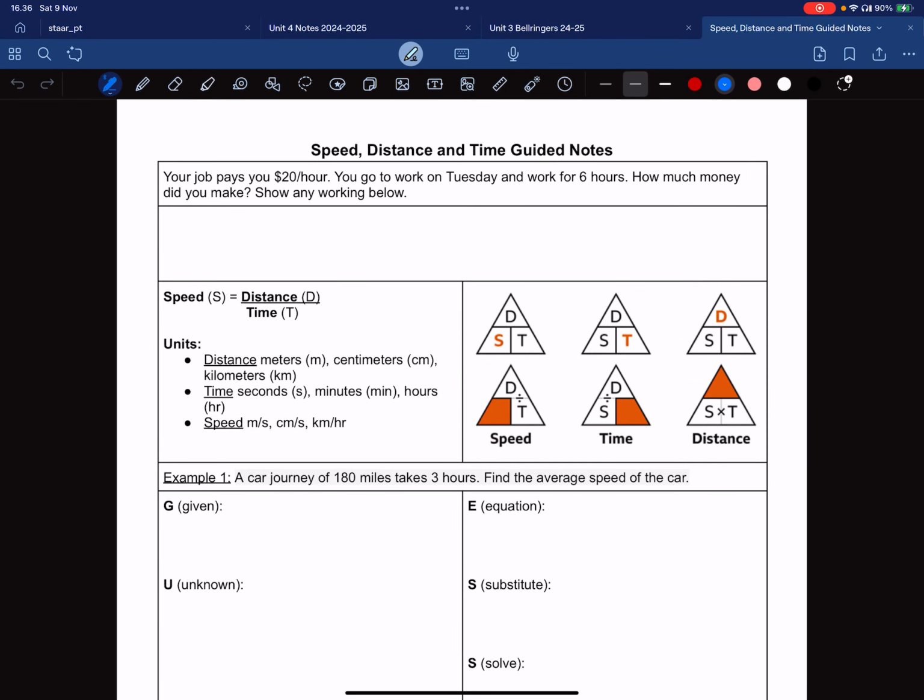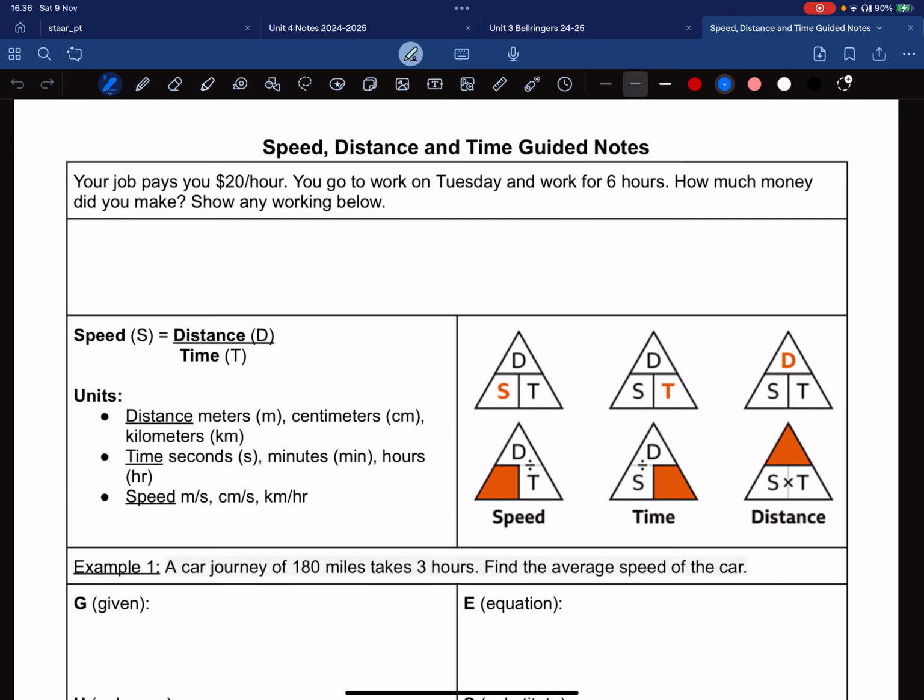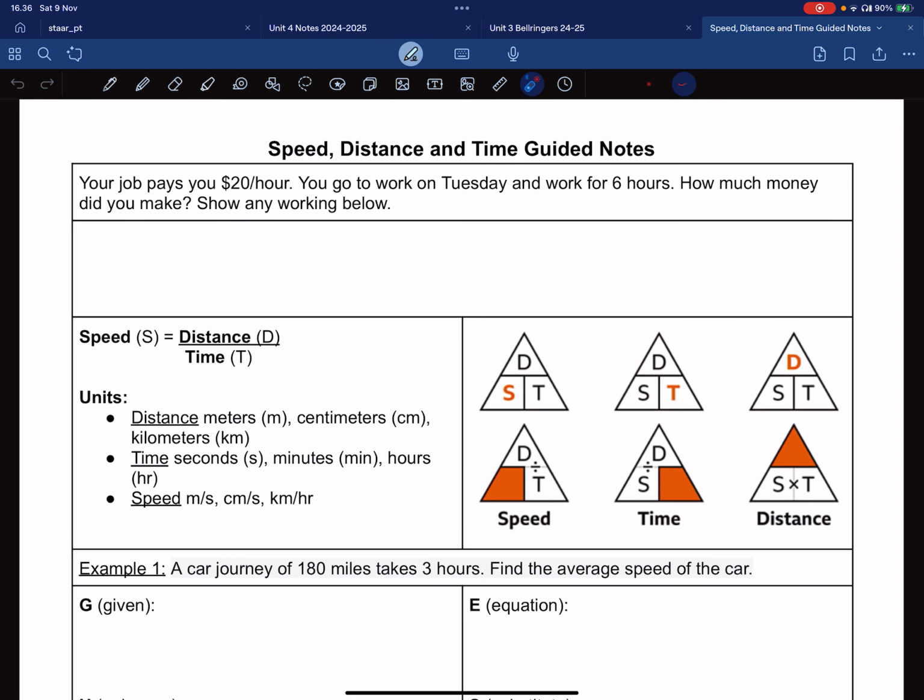All right, folks, if you're watching this, you were probably either absent for the day on which we did this instruction, or you're looking back on it to catch something that you might have missed before. Okay, this is the final bit of the speed, distance, and time. These are the calculations that we do.